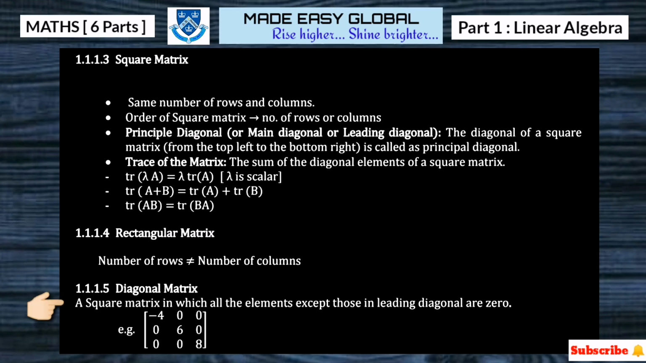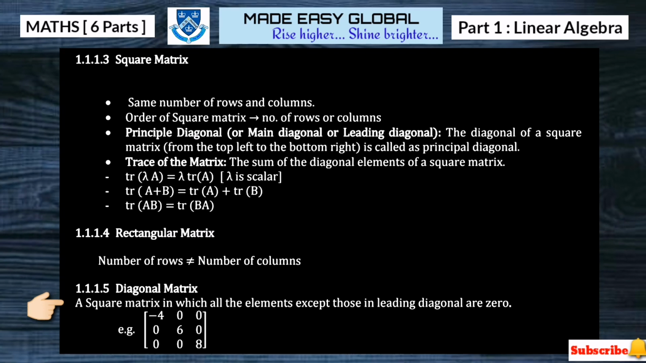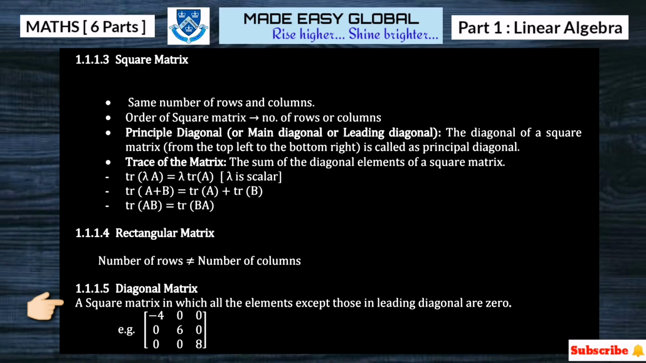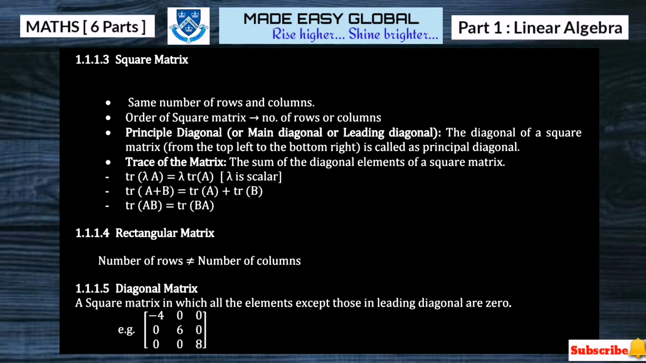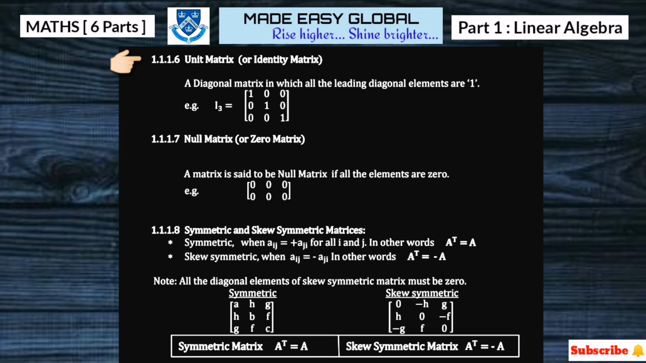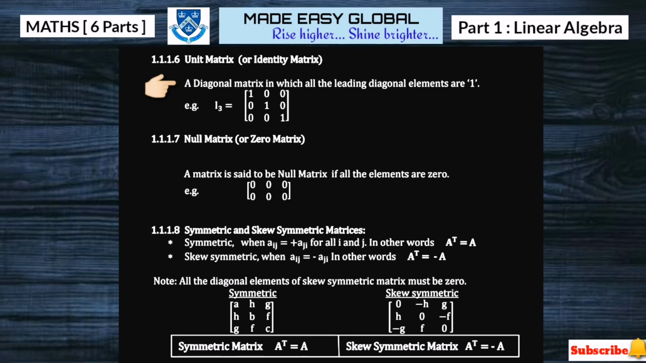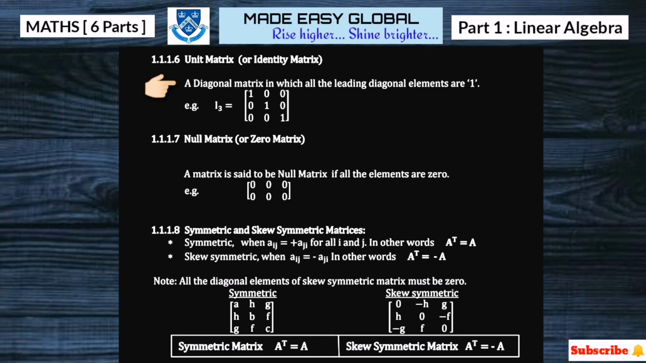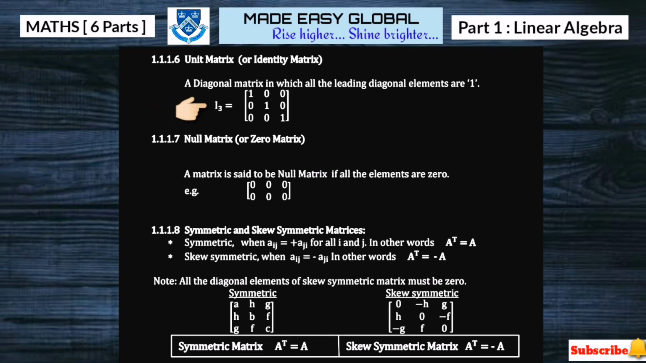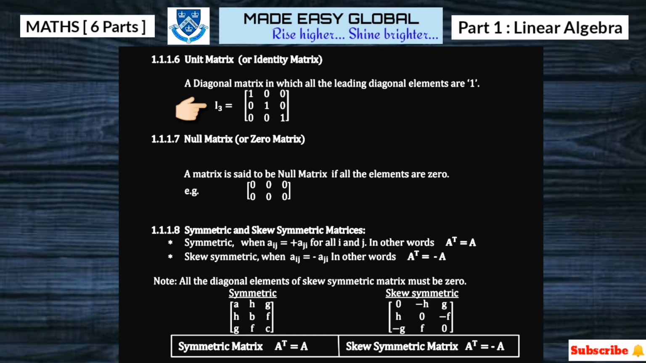The diagonal matrix is a square matrix in which all the elements except those in the leading diagonal are 0. Here the example is also given. Now let's move towards the next one. The next matrix is the unit matrix, or you can say the identity matrix. It is a diagonal matrix in which all the leading diagonal elements are 1. For example, a 3 cross 3 identity matrix is given.